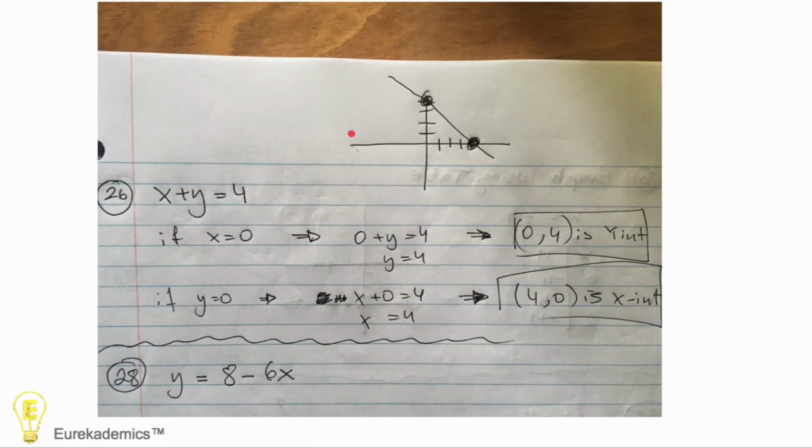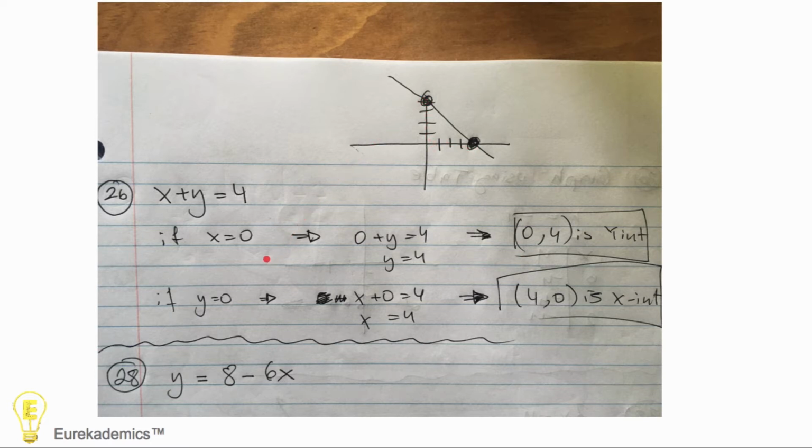Number 26, we have this equation in standard form, and we have to graph it using x and y intercepts. So set x to 0, solve for y. You get y is 4. Boom, (0, 4), plot it. (0, 4). There it is.